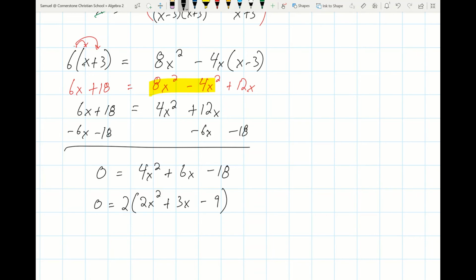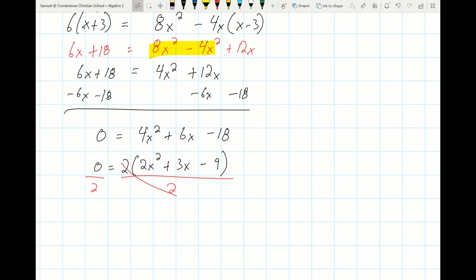Now, what could I do with this 2? I could actually divide both sides by this 2 now, just to get rid of it. So on the right side it cancels, and technically speaking, 0 divided by 2, on the left side it cancels as well. So I will just be left with 0 equals 2x squared plus 3x minus 9. And so now I'll need to factor.